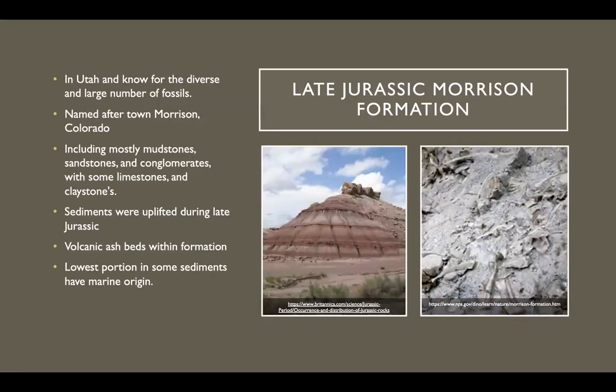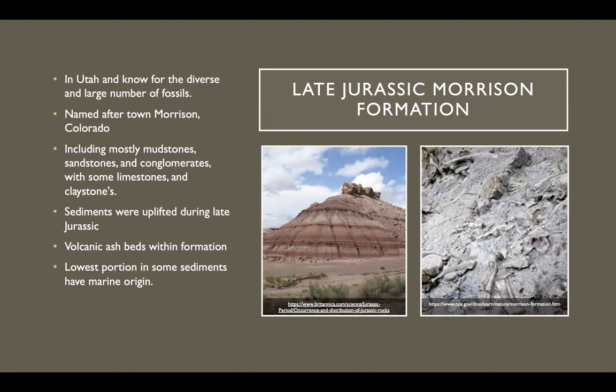So the late Jurassic Morrison Formation. This is a pretty big geologic formation for finding fossils, and it's in Utah, and it's known for the diverse and large number of fossils that are found here. It's named after the town Morrison, Colorado, and it includes mostly mudstones, sandstones, conglomerates with some limestones and claystones.